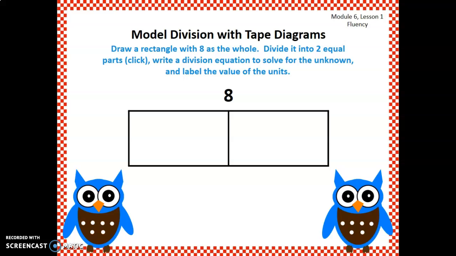8 divided by 2 equals, let's count by 2s to 8s. 2, 4, 6, 8. That was 4 times that we counted by 2 to equal 8. So 8 divided by 2 is 4.